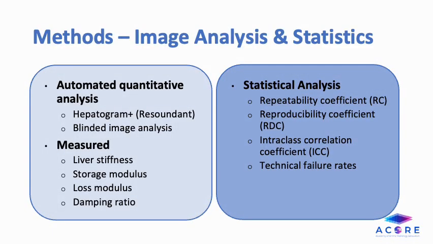Image analysis was performed using automated Hepatogram Plus software, with readers blinded to participant information to minimize bias. The investigators measured liver stiffness as well as three additional viscoelastic parameters: a storage modulus, loss modulus, and damping ratio. Several statistical metrics were used to assess precision, including repeatability coefficient, reproducibility coefficient, intra-class correlation coefficients, and technical failure rates.